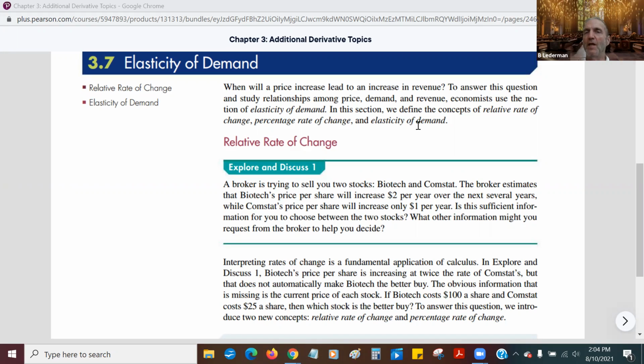This is really a business application. This whole section is really a giant business application section, elasticity of demand. So we have to do the concept of relative rates of change. We're going to start with that, and then we're going to get to elasticity of demand. So, relative rates of change.